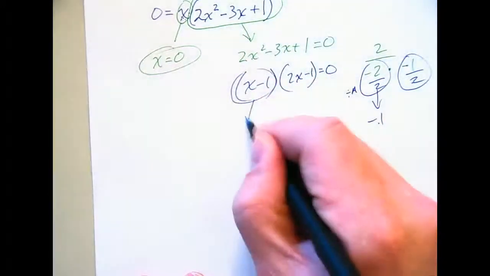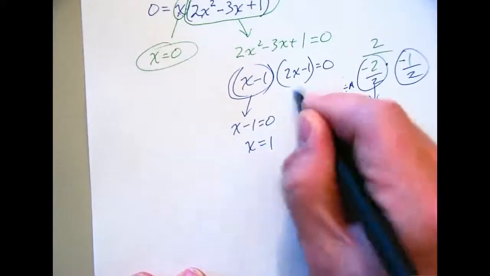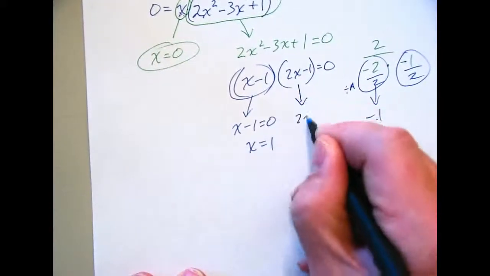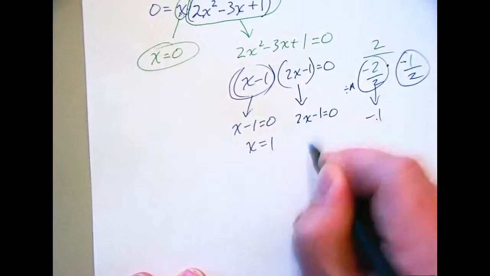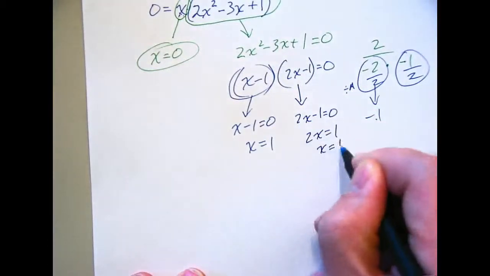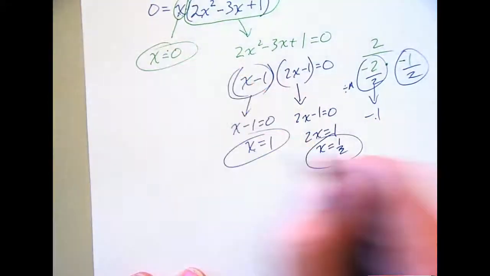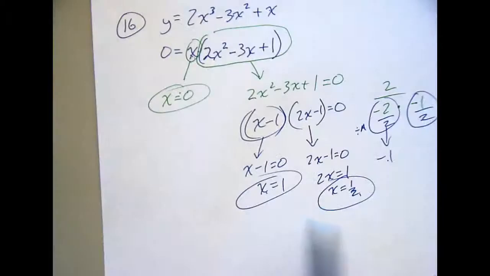Set that equal to 0. X minus 1 equals 0. X equals 1. Set that equal to 0. 2x minus 1 equals 0. 2x equals 1. X equals 1/2. 3 answers: 1, 2, 3. It's a cubic, so you could get up to 3 answers.